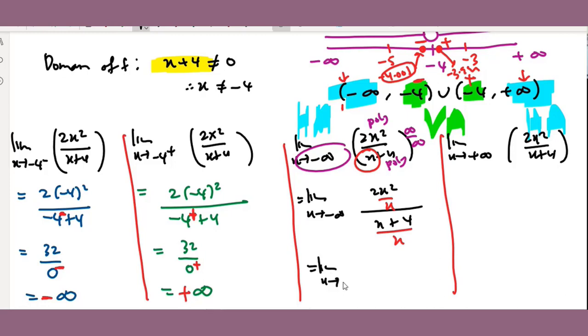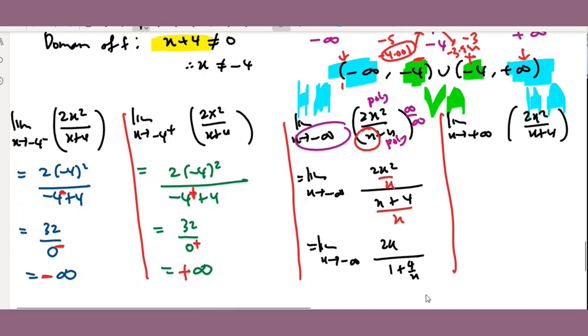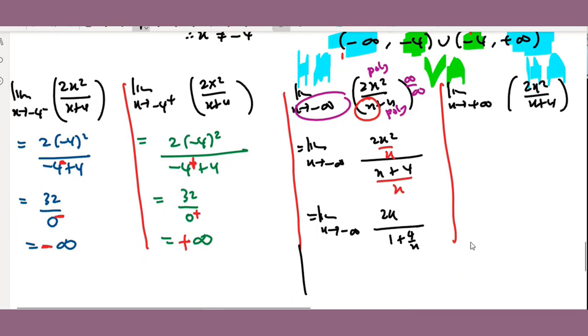Limit x tends to negative infinity, 2x over 1 plus 4 over x. And then substitute value. This one is infinity, right? Negative infinity. Nak confirm over 1 plus 0. Answer is confirm negative infinity.